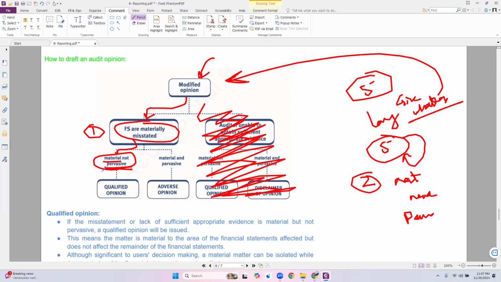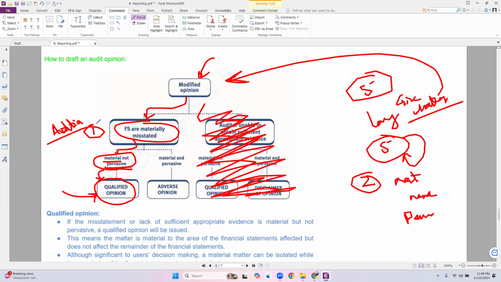Then the auditor will give a qualified audit opinion. When the auditor gives a qualified audit opinion within his audit report, automatically the user knows that there is a mistake within financial statements, but the mistake is only up to a maximum of 2 places, not more than that. The rest of the financial statements are correct.